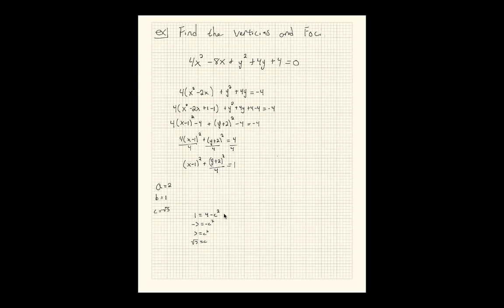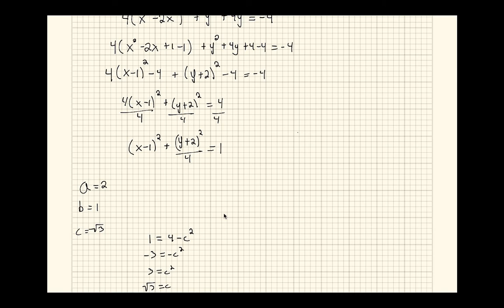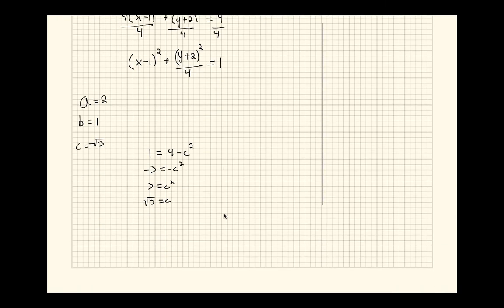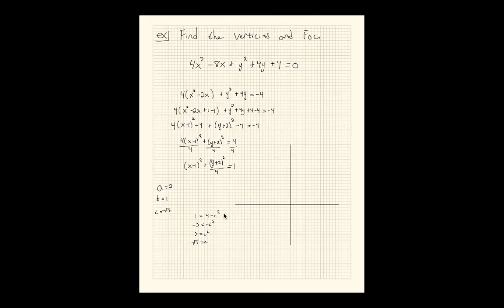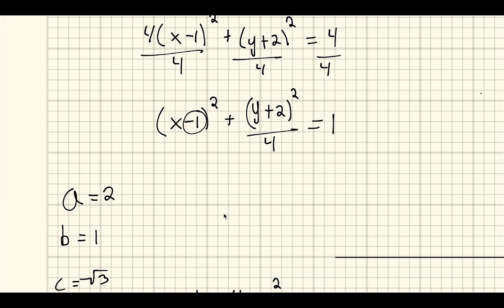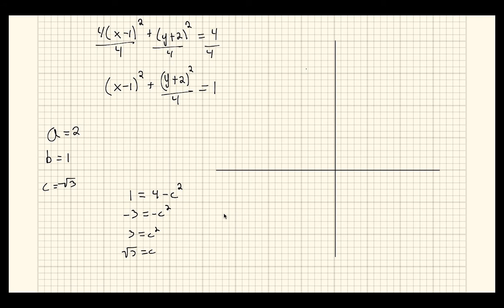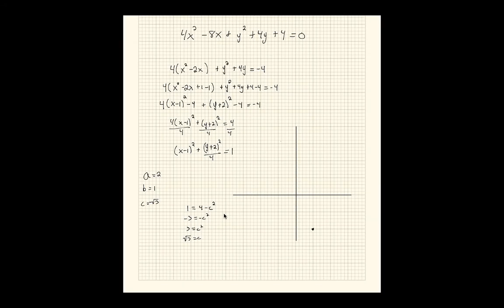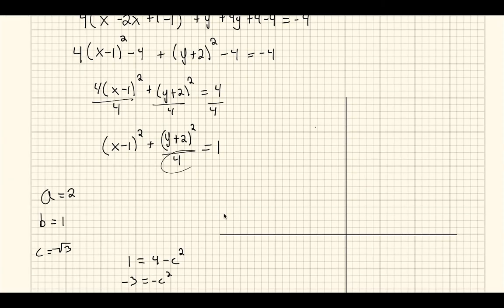So let's graph this to see what's going on, to figure out where my vertices are, where my foci are. My center for this one was 1 comma negative 2. Remember, you get that from h and k here. So 1, negative 2. That's my center. My vertices are going to be vertical to that because I'm stretched more vertically, because my a is 2. A squared is 4. So my vertices are going to be 2 above the center and 2 below the center.